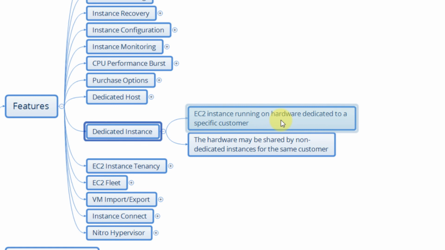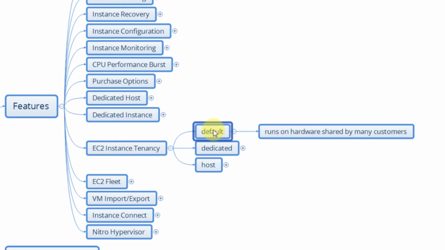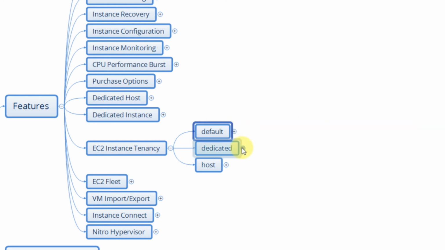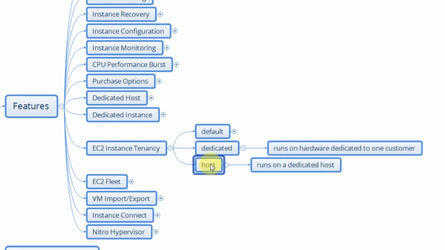A dedicated instance, on the other hand, is just one specific instance, but it's running on hardware that is dedicated to a specific customer. So when you have a dedicated instance on hardware dedicated to a customer, note that the same hardware could be shared between dedicated instances and non-dedicated instances for the same customer. Now, the tenancy of an EC2 instance is of three kinds. When the tenancy is default, the EC2 instance runs on hardware that's shared by many customers. When the tenancy value is dedicated, it runs on hardware dedicated to a customer. And when the tenancy is host, it runs on a host which is dedicated to a customer.